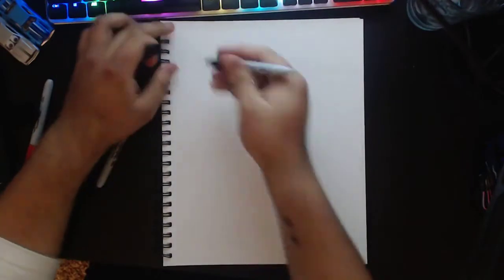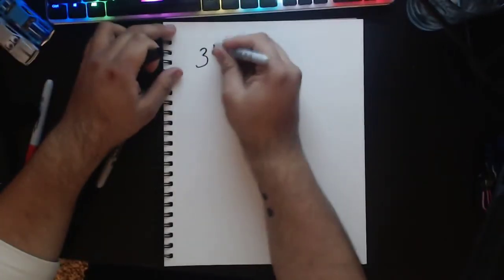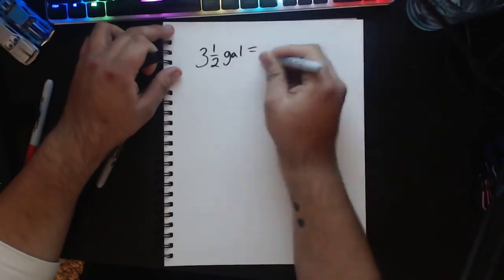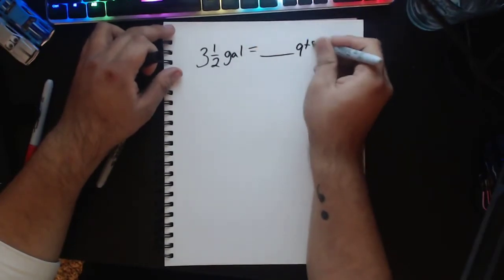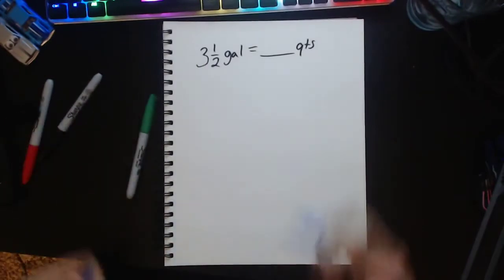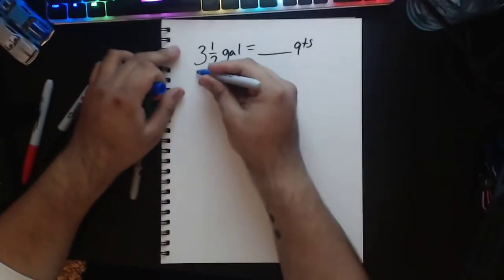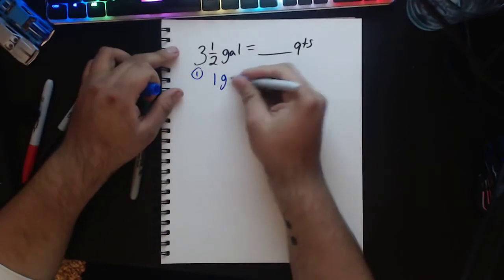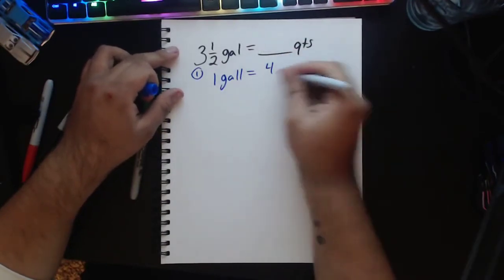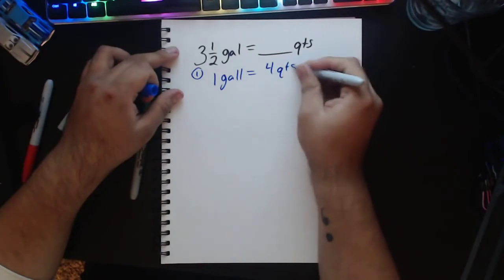We are going to do this. 3.5 gallons to quarts. Well, I need to write down my key information, which is first step, 1 gallon equals 4 quarts.